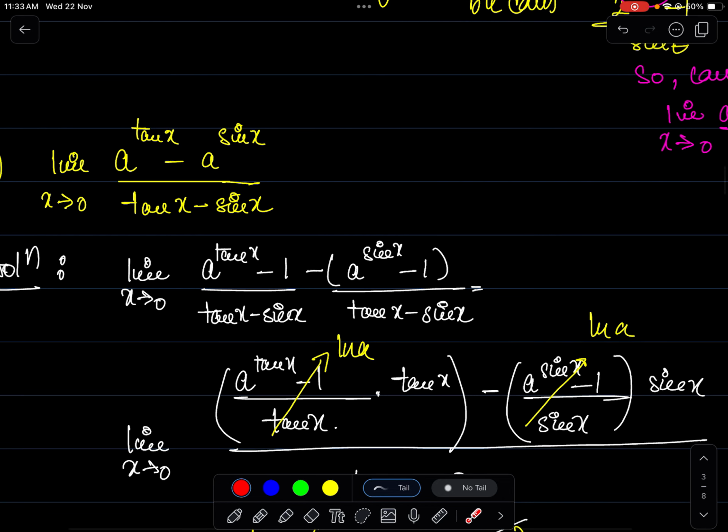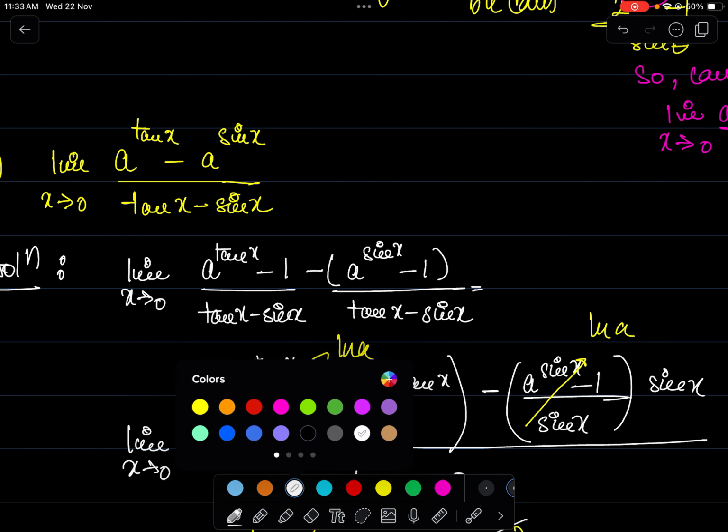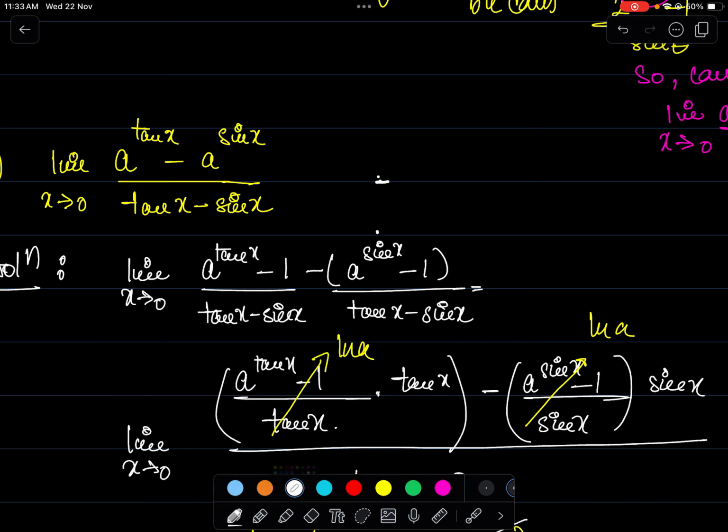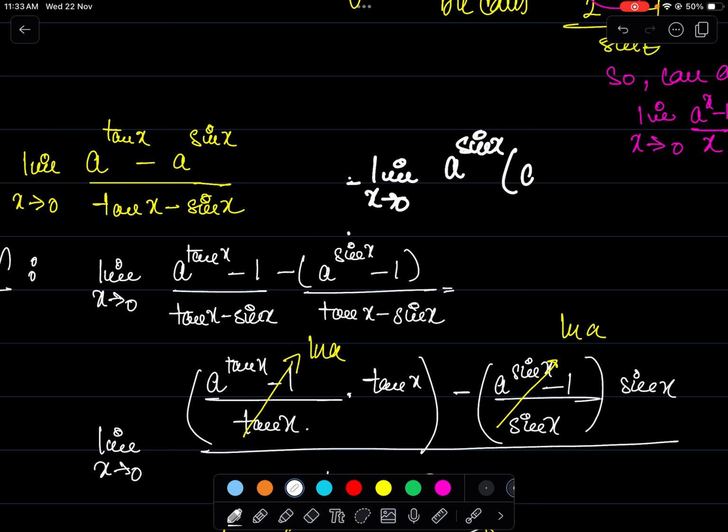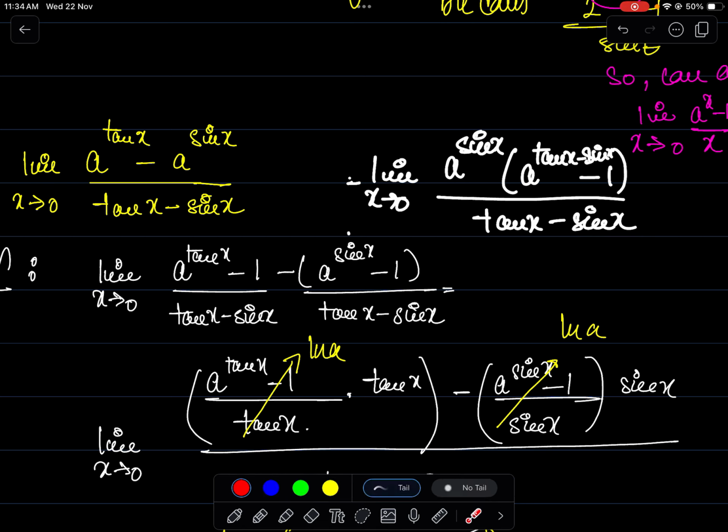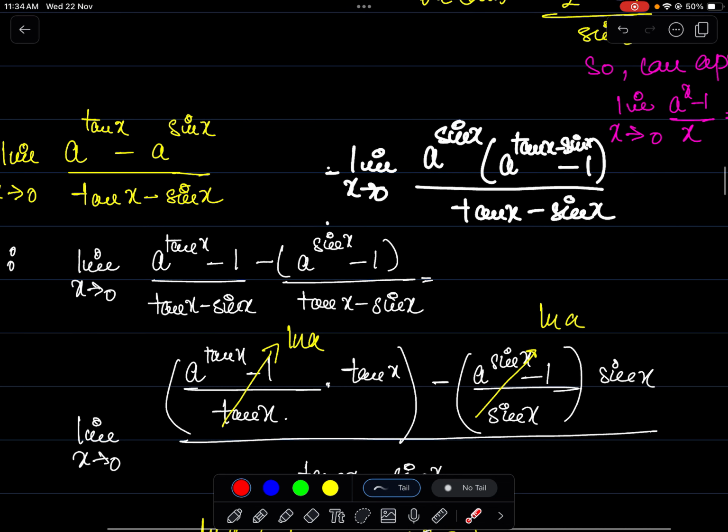One another method that I have seen is, you can take a to the power sin x common. When you do this, you will be left with a to the power tan x minus sin x minus 1, whole divided by sin x minus sin x. Now you can see that the power is going to 0 as x is tending to 0. So it's not creating a problem, right? And this thing is the same as the power.